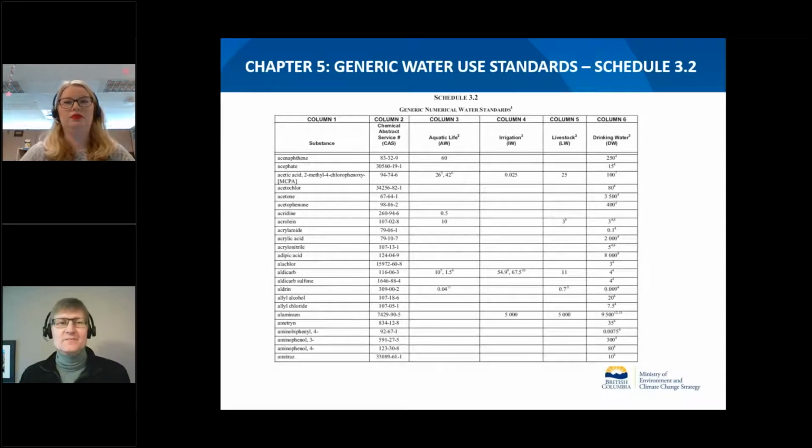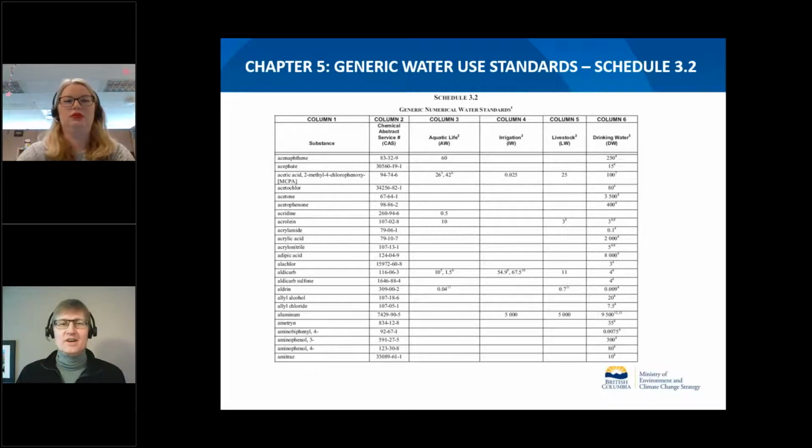So now let's look at a portion of the actual CSR Schedule 3.2. This schedule shows the generic water use standards for the 4 water uses. As mentioned on the previous slide, the water uses are aquatic life, irrigation water, livestock watering, and drinking water for the protection of human health.